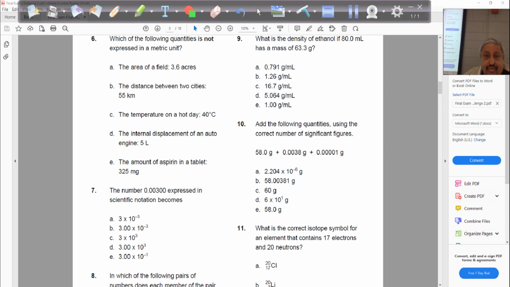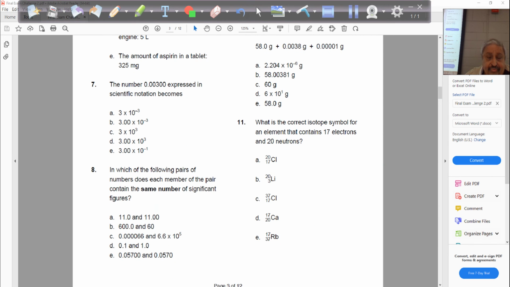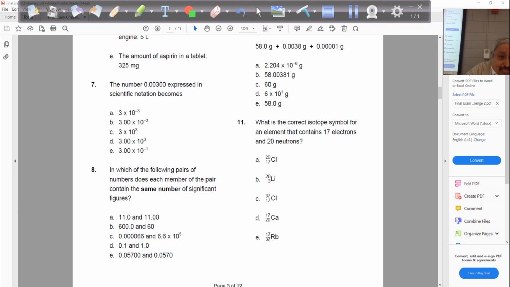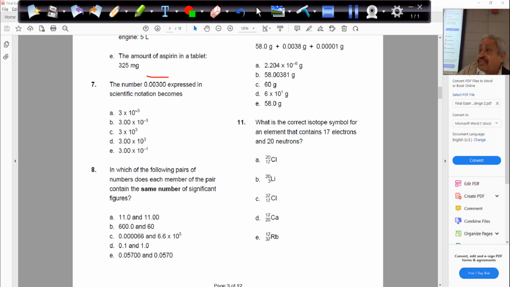7. The number with decimal point 00300 expressed in scientific notation. First of all, tell me, how many sig figs do we have here, guys? How many sig figs? Come on, guys. Don't let me down now. How many? 3. Everybody agrees? I agree. That's 3 sig figs. And we know why, correct?